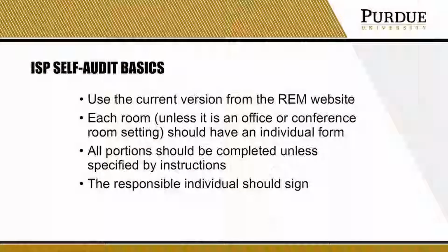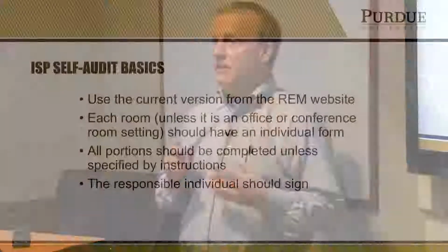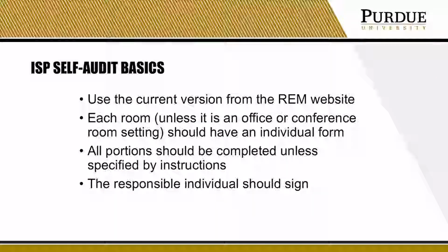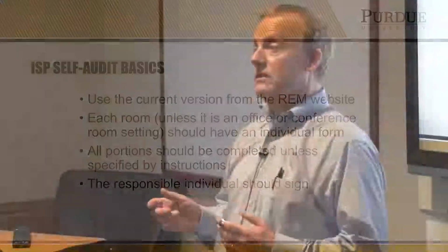And then all the portions should be completed. I know in many cases they just don't apply, but rather than having multiple forms, let's say a form for chemistry, a form for ME, a form for liberal arts, we have one form, and then you can typically check N/A and move on to the next section. And then the responsible individual should sign. The responsible individual does not need to do the audit, but makes sure it's done and that the person doing the audit has the appropriate level of knowledge to do it properly, and whether or not they have any questions.